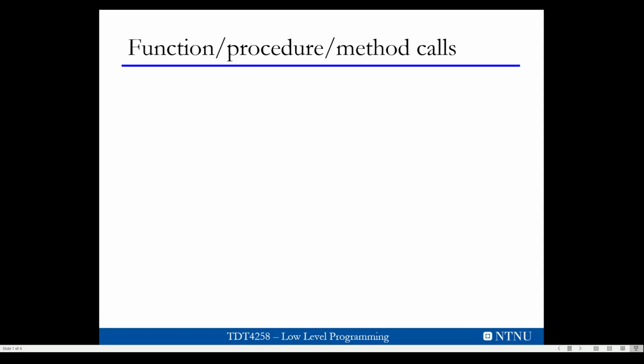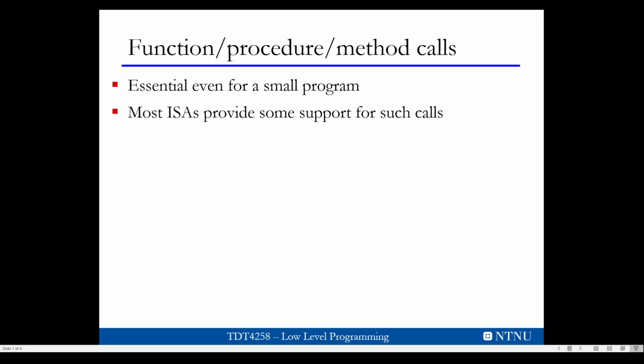Having understood the conditional execution in assembly, now let's move on to another important aspect of programming, which is function calls. Function calls are essential even for small programs because they improve code reusability and also improve readability of the code. Therefore, most of the ISAs provide some kind of support for making function calls.